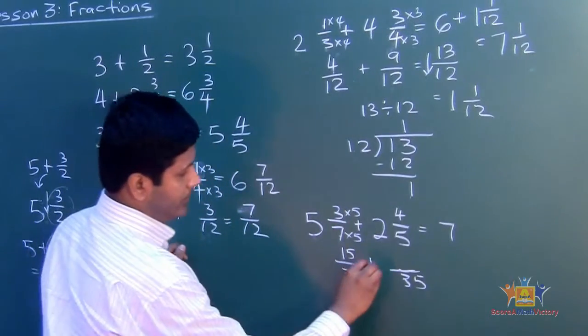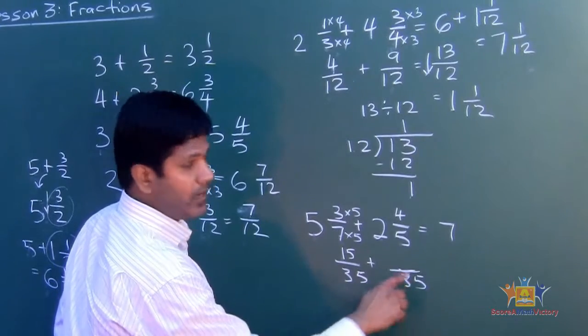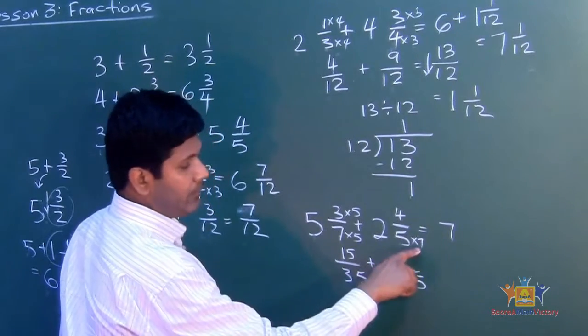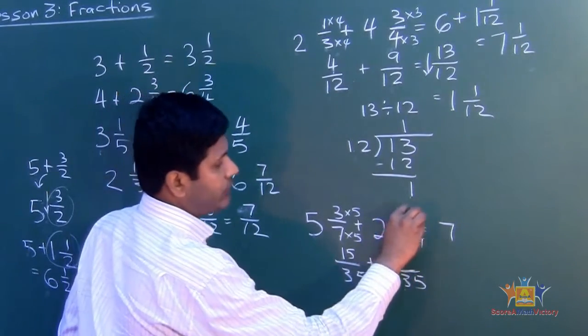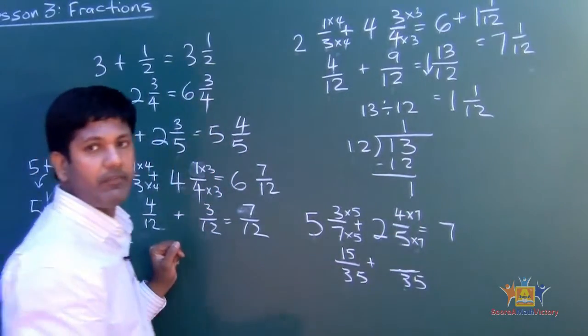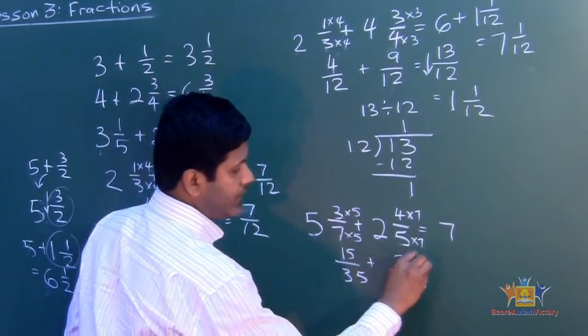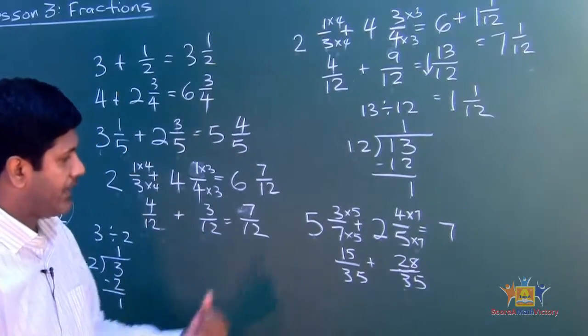See that? Plus, how do I get from 5 to 35? I multiply this by 7. If I multiply the denominator by 7, I also have to multiply the numerator by 7. 4 times 7 is 28. So now I can add them.